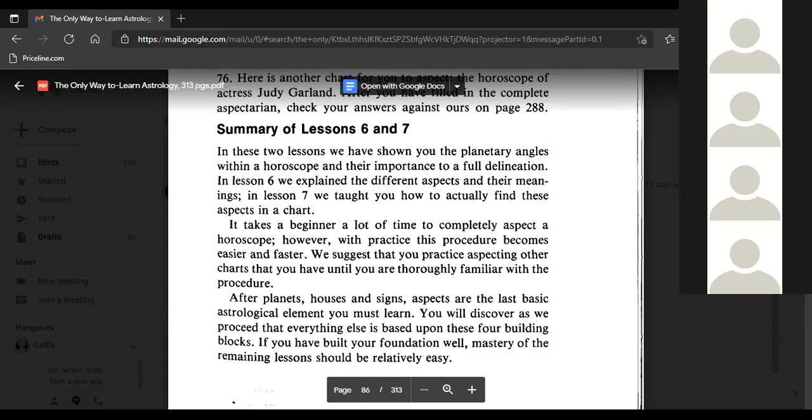After planets, houses, and signs, aspects are the last basic astrological element you must learn. You will discover as we proceed that everything else is based upon these 4 building blocks. If you have built your foundation well, mastery of the remaining lessons should be relatively easy.